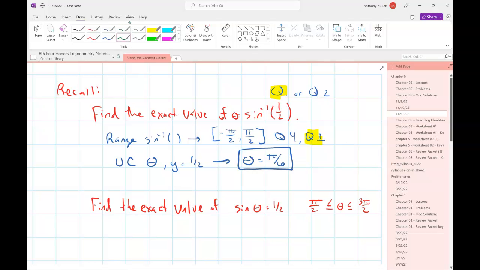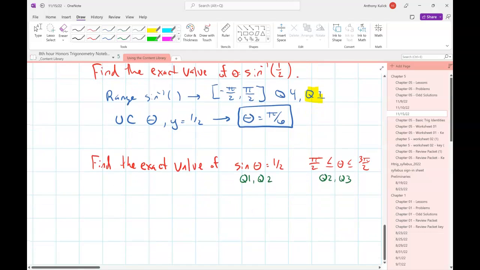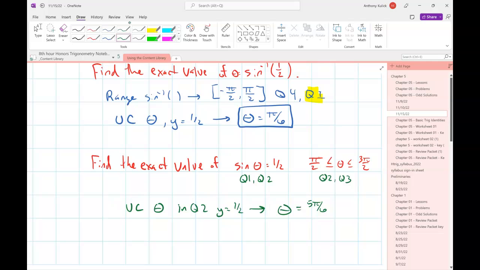Where is sine theta equal to 1/2? Still quadrants 1 and 2. What quadrants are covered from angles from pi over 2 to 3 pi over 2? It's quadrants 2 and 3, guys. Just shout them out when you know. We should still be pretty good at this. So we go to the unit circle. We're looking for theta in Q2, where y is 1/2. What do we find? 5 pi over 6.